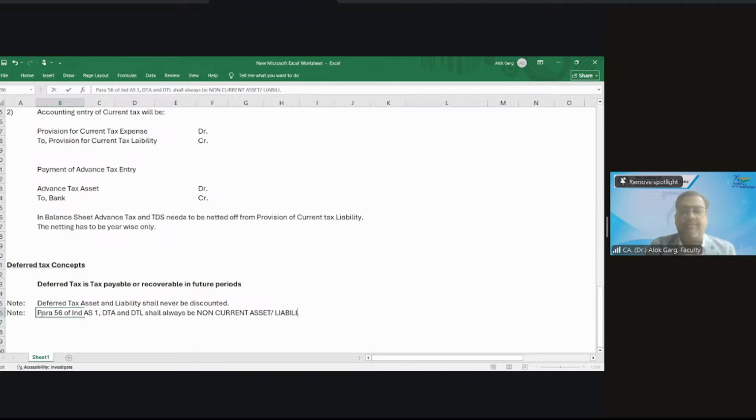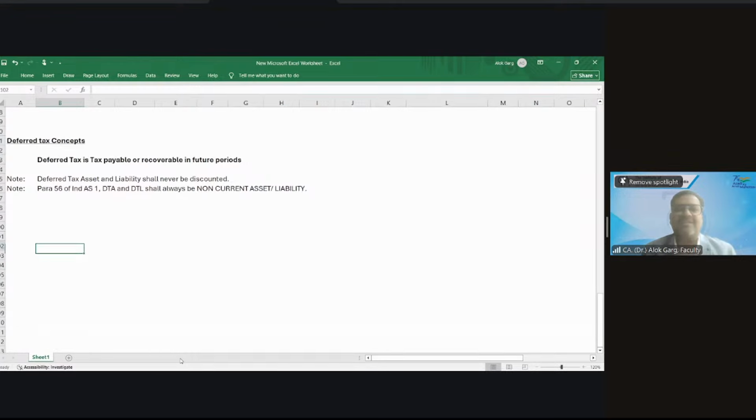If it is DTL, then it will be a liability, right? That is the reason you will find, in your Schedule 3, MCA's Schedule 3 Division 2, have you seen it? In Schedule 3, you will find your DTA and DTL in the non-current side only. You will not find DTA and DTL on the current side. Will you remember it? Yes. Now, steps on deferred tax.